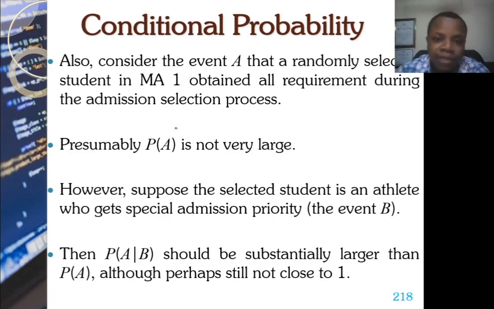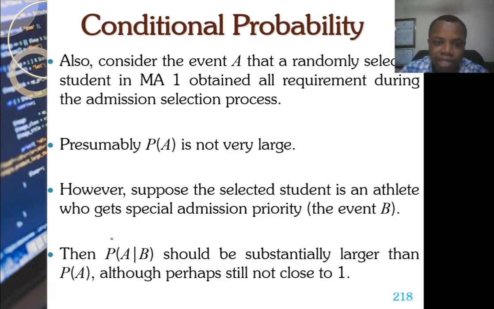Suppose that the event of a student in MA1 getting admission is A. The probability of A will not be that large. However, if the supposed student is an athlete who gets special admission priority, let's name this as event B. So for us to estimate the probability of this student getting admission, that will be the probability of A given B.